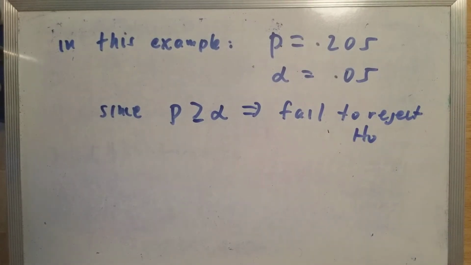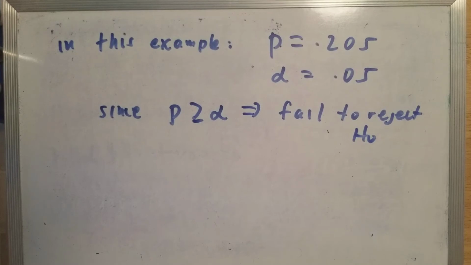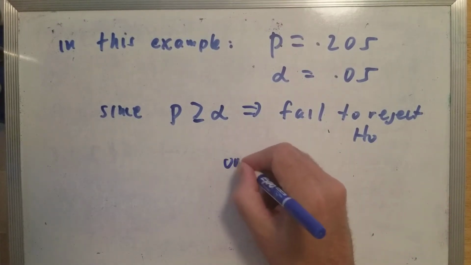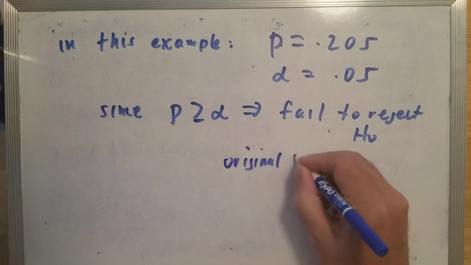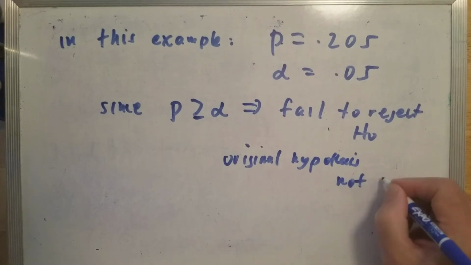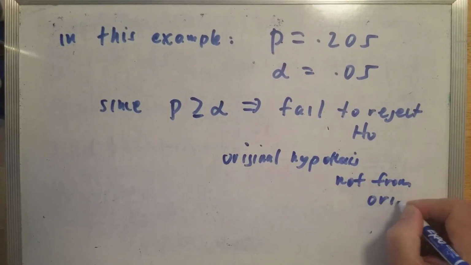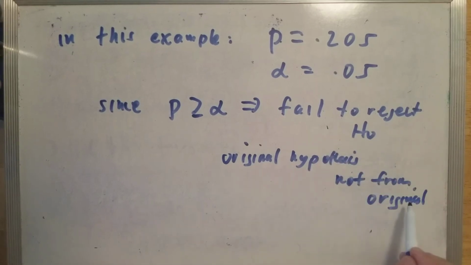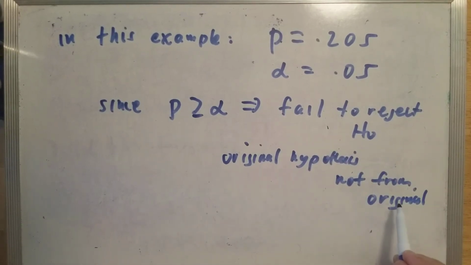And now we go back to the setup where we noted whether the null hypothesis was from the original claim or not from the original claim. In our original setup, our null hypothesis was not from the original claim. So we fail to reject H null, which was not from the original claim, and this allows us to make our final conclusion.